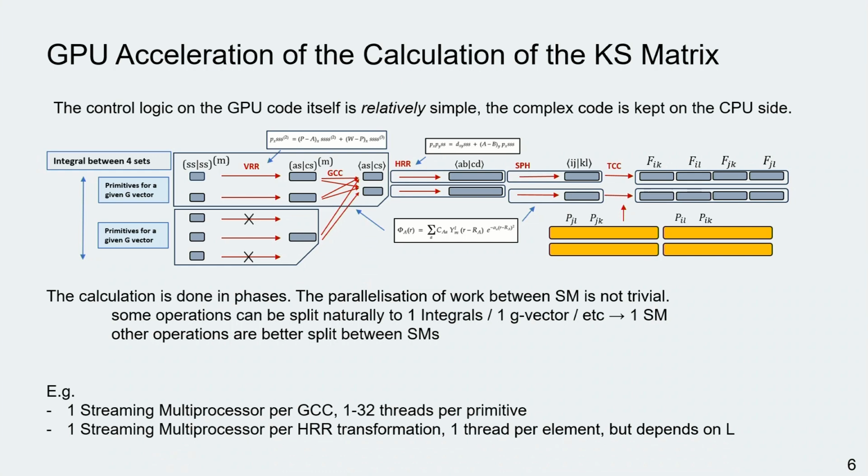A bit about the parallelization of this work. We do it in steps. In this simplified version it's just 1, 2, 3, 4, 5, 6 steps. These steps can be parallelized on a GPU in different ways, so we take advantage of that. For example, we fuse and split operations as needed to reach acceptable performance on the GPU.